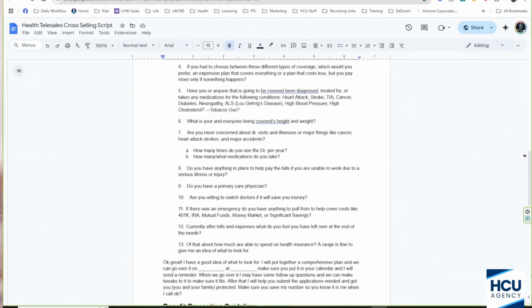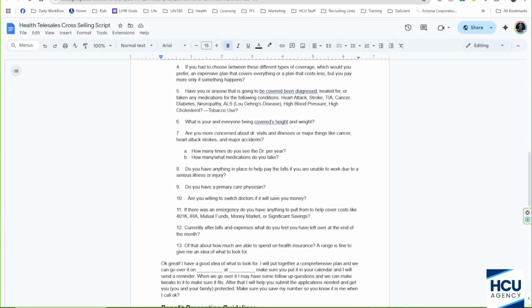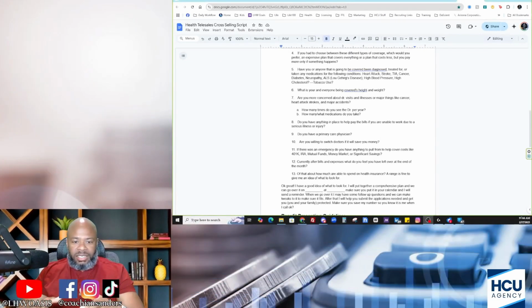All right, so next, do you have anything in place to help pay bills if you're unable to work due to a serious illness or injury? Now, the reason for this is there's a little bit of psychology behind it. One of the things that I tell every agent that I work with is that our job is actually to help people to think about things that they normally wouldn't think about.